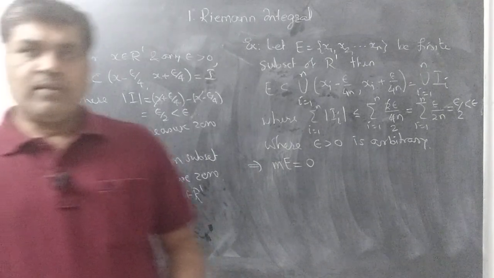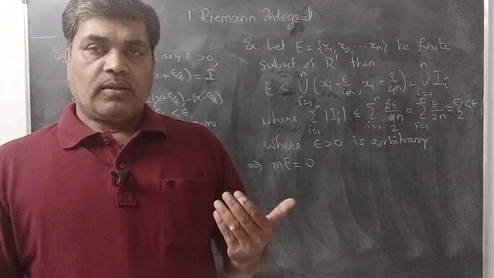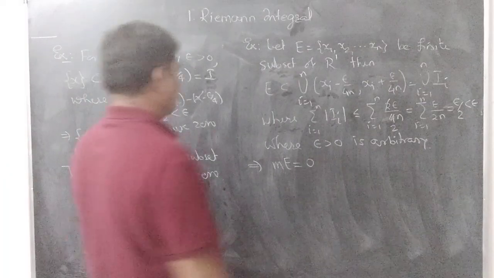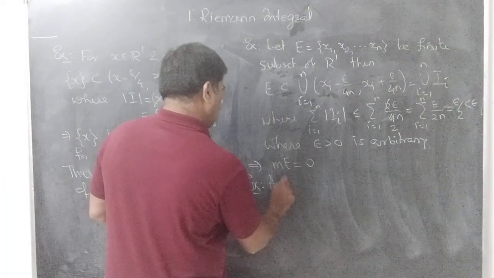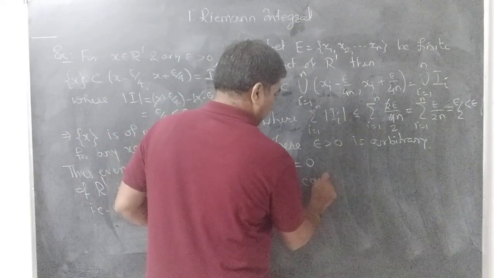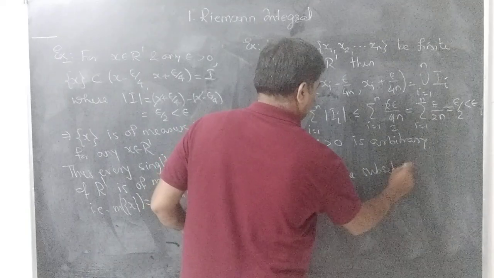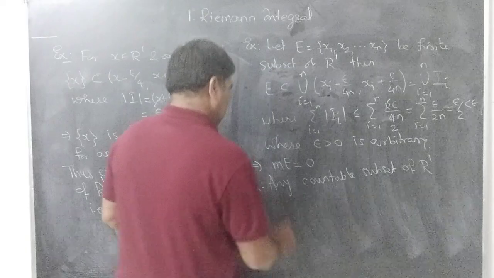Now we'll prove that every countable set is of measure 0. Next example: any countable subset of R1 is of measure 0.